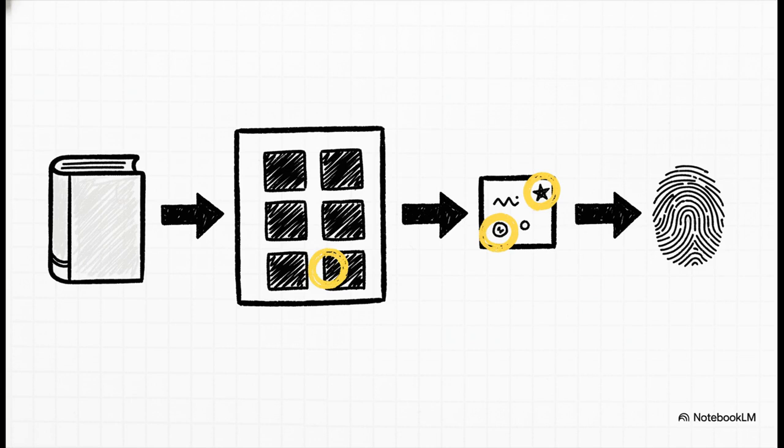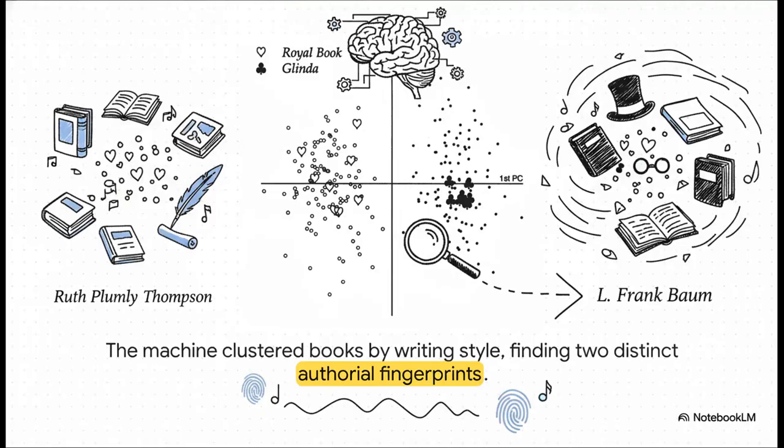You know, the little words we all use without thinking, like with, upon, and so. The idea is that these words create a unique, subconscious authorial fingerprint. And this is where the magic happens. They fed all those textual fingerprints to an unsupervised algorithm and told it to find the groups.